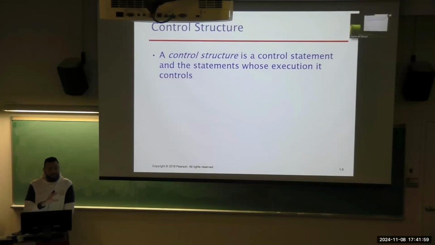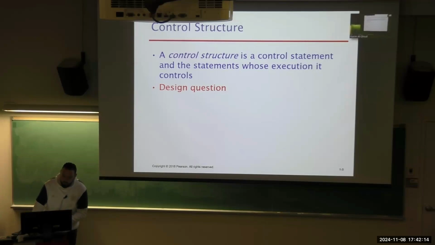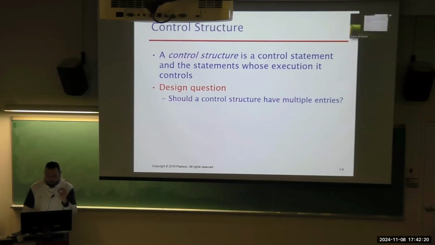Again, what we're trying to do in the course is to talk more about the design issues. For example, the control structure. If I have a control structure, how can I evaluate this one? What would the design question be? One of the main design questions would be, should a control structure have multiple entries? Have you thought about this before? Multiple entries. For example, you're doing a loop and you can have multiple entries, not just start as a single entry and go until it's done.